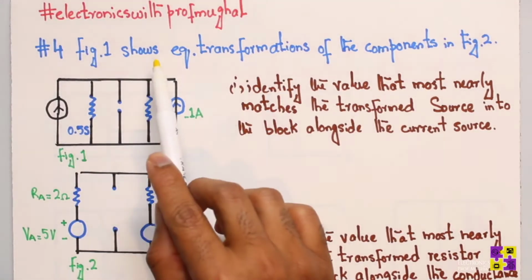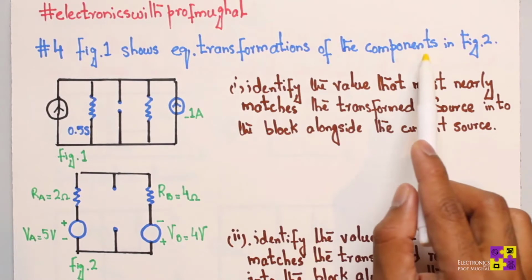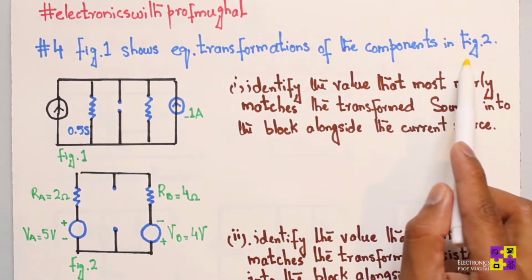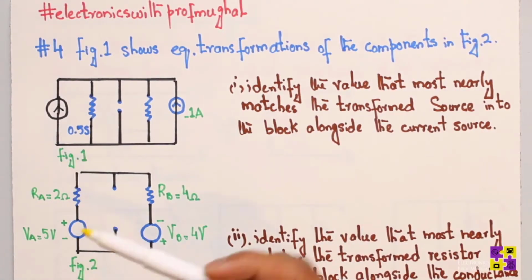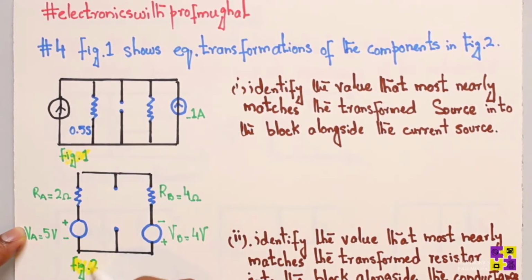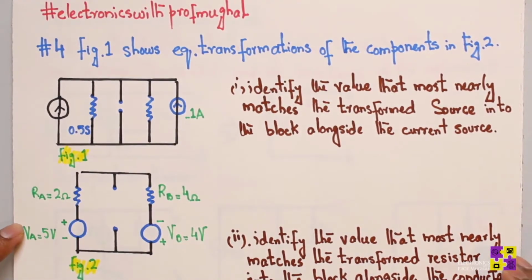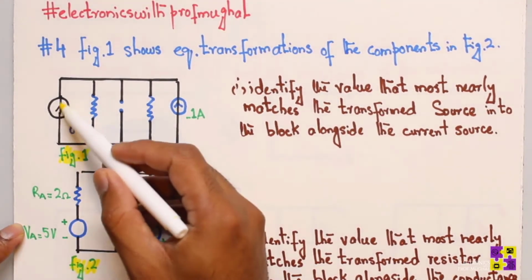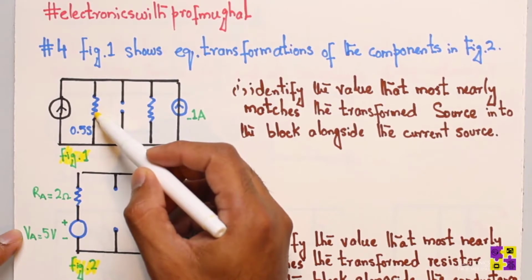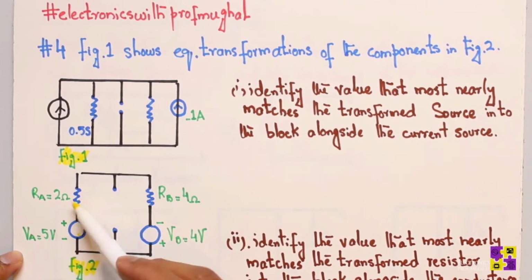Figure 1 shows equivalent transformations of the components in figure 2. So this is your figure 1 right here, right? And we have a figure 2. The two circuits are basically equivalent of each other. Looks like from here they went from the current source parallel to a resistor to a voltage source, which is 5 volt, to a 2 ohm resistor.